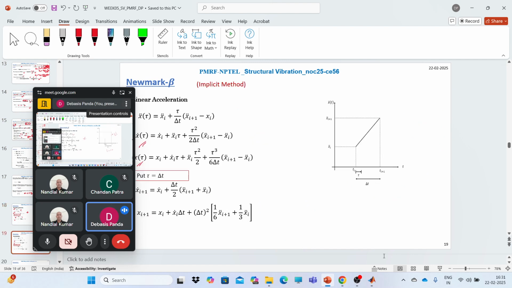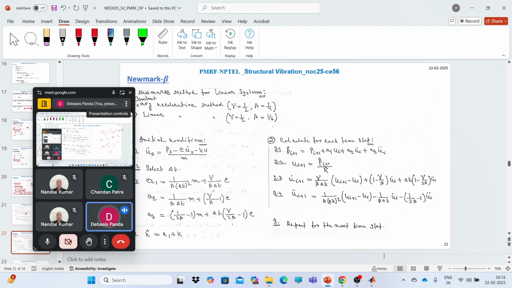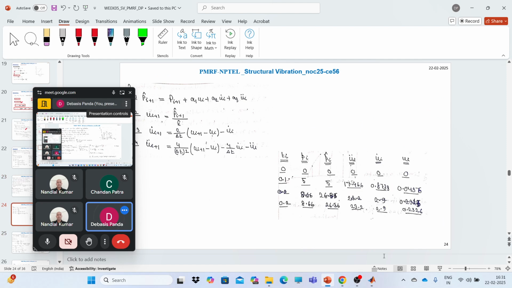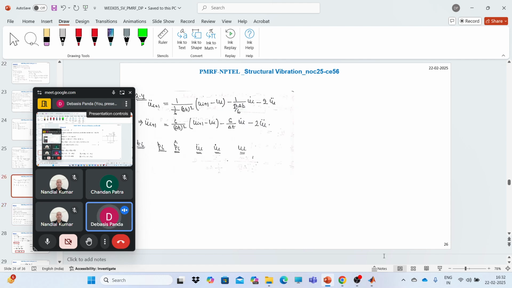Okay, so let's quickly code this Newmark-beta. Then we'll go to Wilson theta. Wilson theta is also a similar kind of technique, but there are some convergence issues; the variation of theta might be around 1.4 normally. This kind of question may be asked from this module. Bigger questions, like numerically solving at t equals i plus 1 seconds, they will definitely not ask.